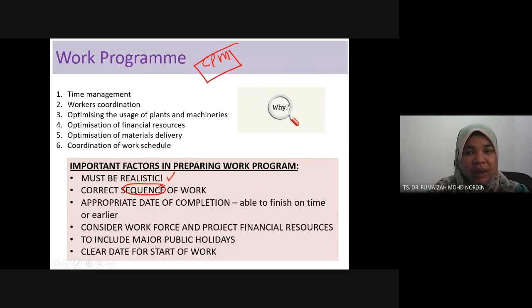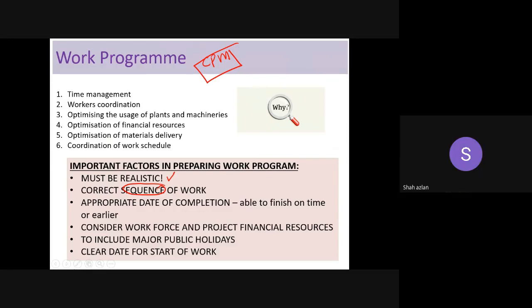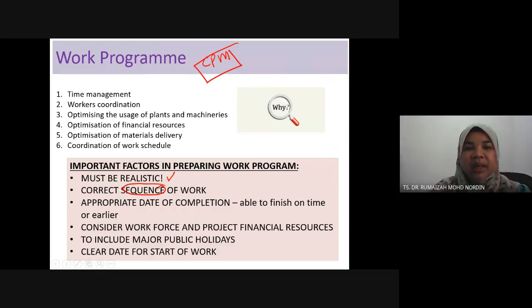Anyone? Bottom up. Bottom up, pandai. Okay, kalau siapa-siapa yang kata top down tu, dia pakai bomoh.